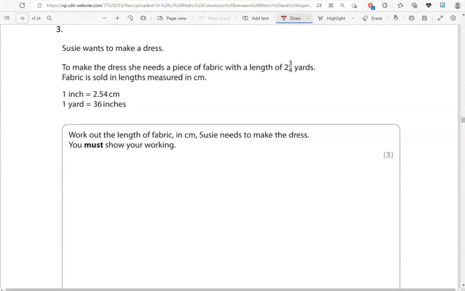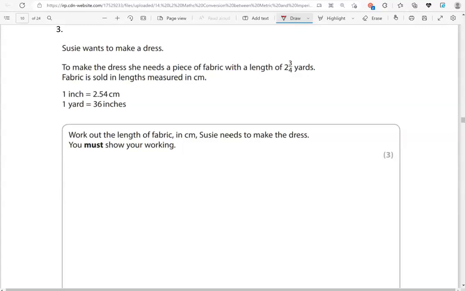Susie wants to make a dress. To make the dress, she needs a piece of fabric with a length of 2 3/4 yards. Fabric is sold in lengths measured in centimeters. 1 inch is equal to 2.54 centimeters. 1 yard is equal to 36 inches. Work out the length of fabric in centimeters Susie needs to make the dress. You must show your working.